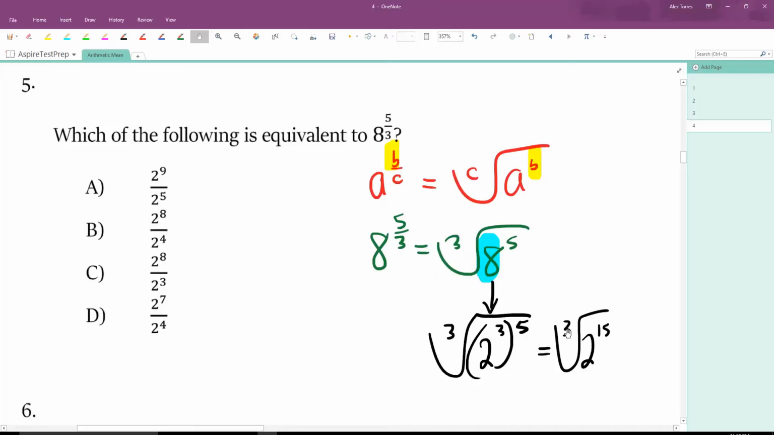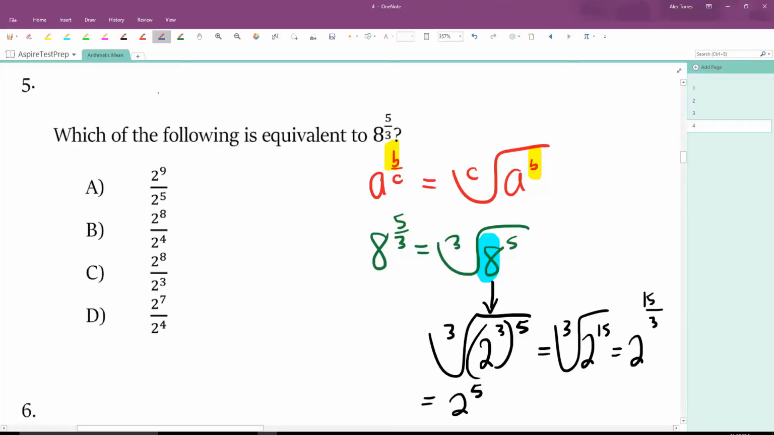Now that we have that, we can go ahead and move things back into a fractional exponent and say that that's 2 to the 15 over 3 power. And 2 to the 15 over 3, well, 15 over 3 is really 5, so it's simply 2 to the 5th power. So now we need to invoke a different exponent rule.